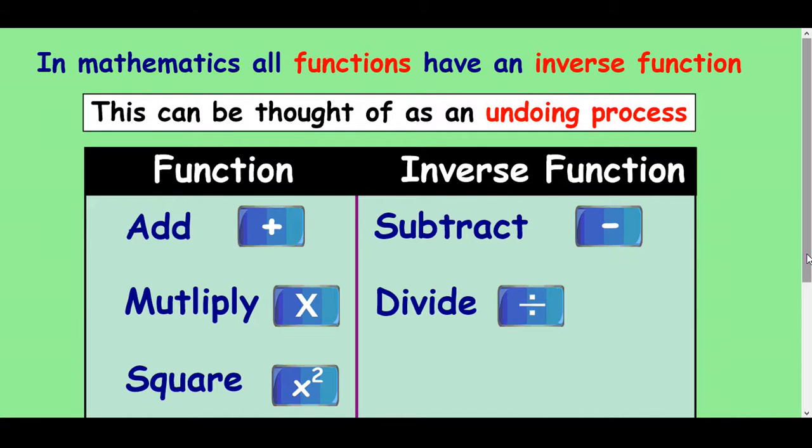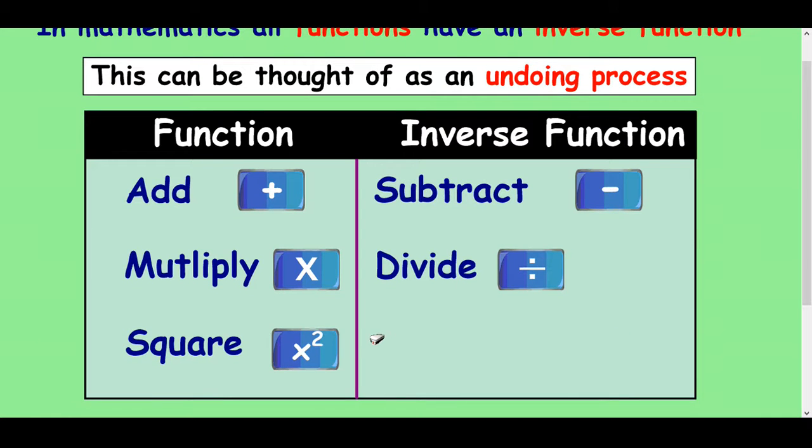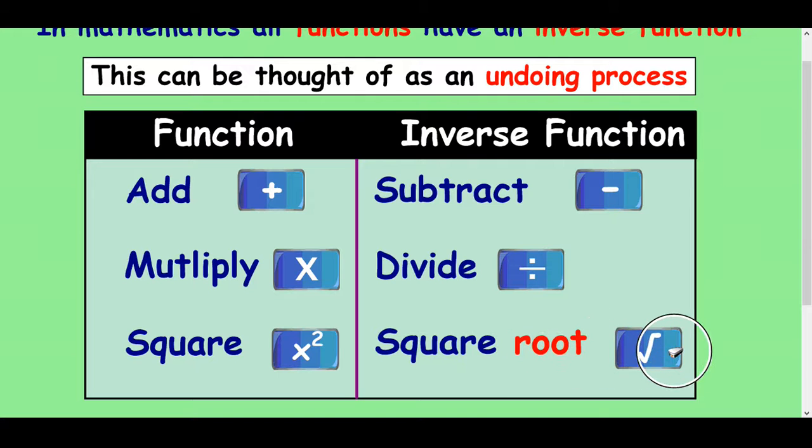Now we've been talking about squaring numbers, so we want to think of an inverse or an undoing function for that, and that is where square roots come in. Square roots are the undoing of squaring a number. So for example, let's try 4 squared. 4 times 4 makes 16, so the square root of 16 gets you back to 4. Same with 5 squared is 25, square root of 25 gets you back to 5.